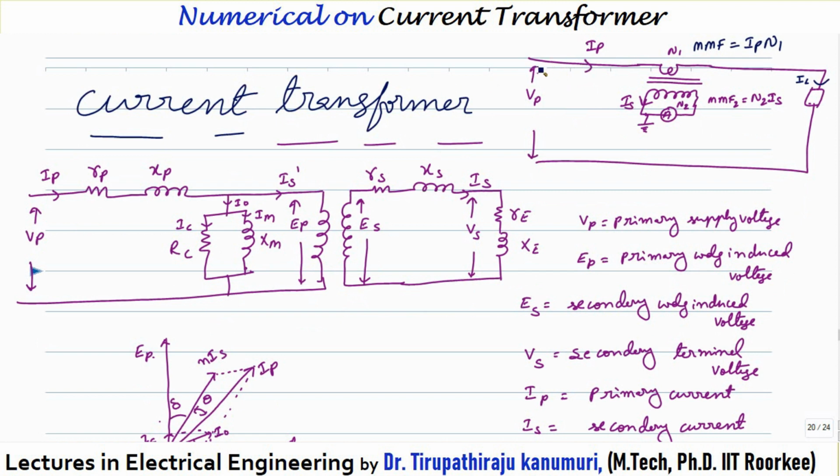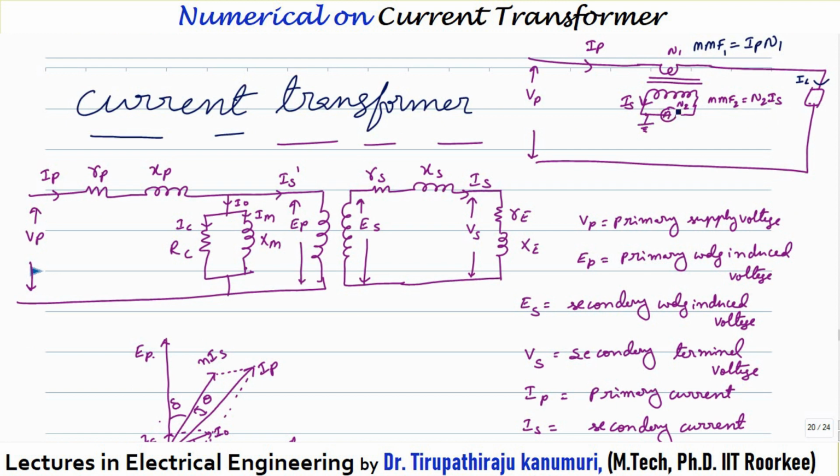We have seen there that the current transformer has a primary with N1 turns and a secondary with N2 turns. This CT works on the principle of MMF balance. That means primary MMF is equal to secondary MMF. Primary MMF is the primary current, which is nothing but the load current IP, multiplied by the number of primary turns N1, and the secondary side MMF is N2 multiplied by IS.